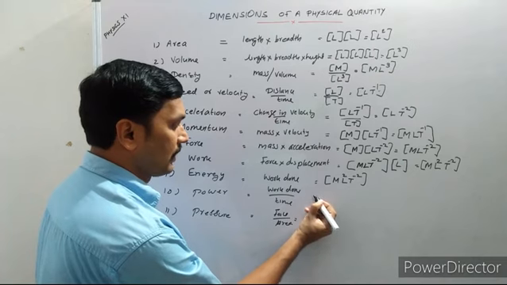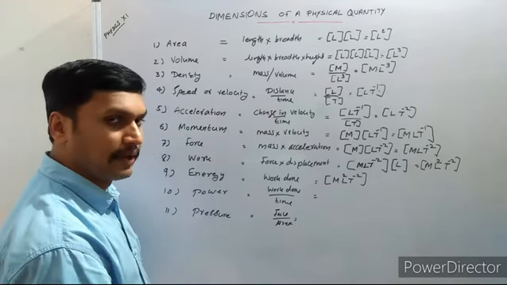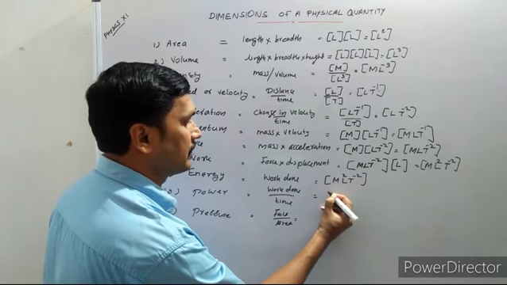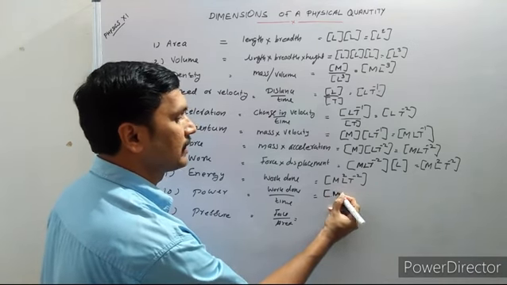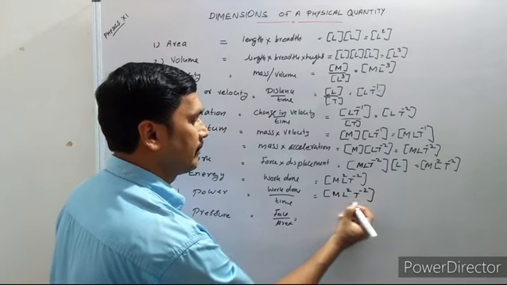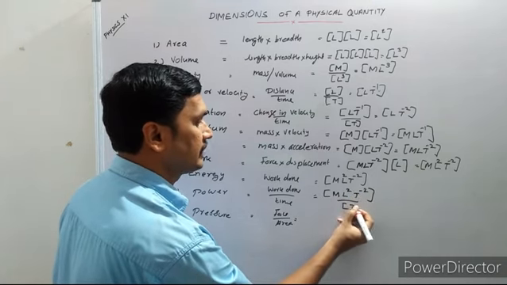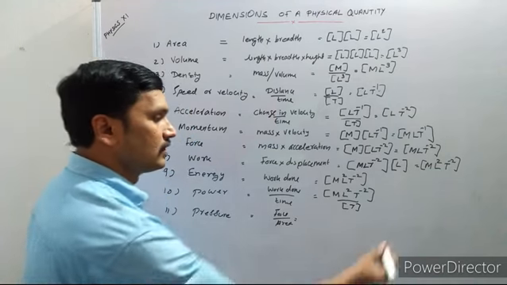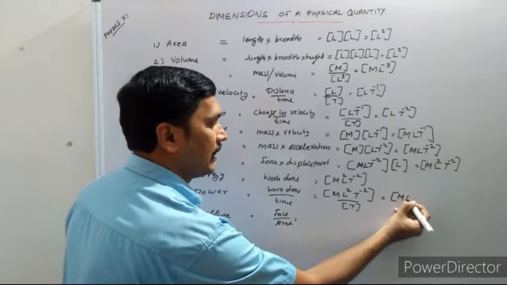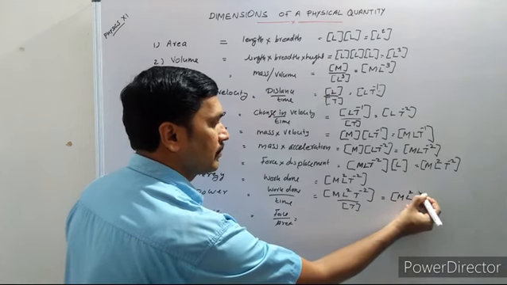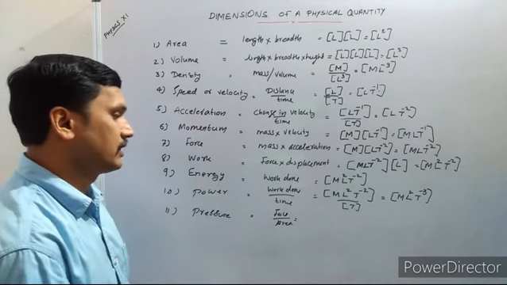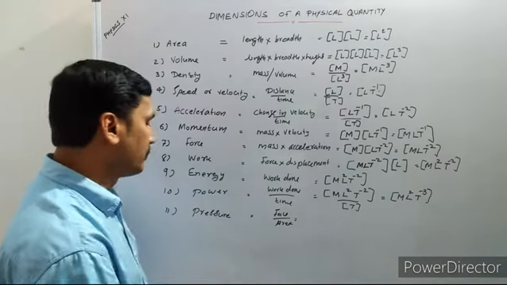Now, power. The next quantity is power. The equation for power is work done by time. What is the dimension of work? M L raised to 2 T raised to minus 2, divided by time. The dimension of time is T. So what is the dimension of power? Power is equal to M L raised to 2 T raised to minus 3. That's the expression or dimensional formula of power.